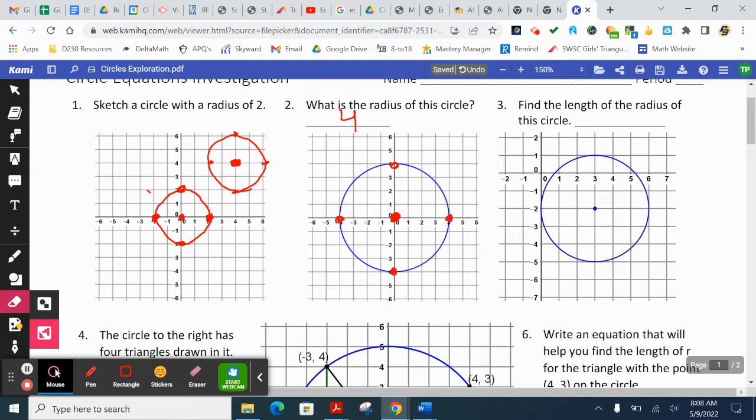Find the radius of that one. This one now is shifted over a little bit. We're not right at the origin, the 0, 0.